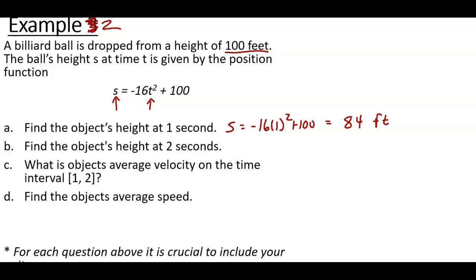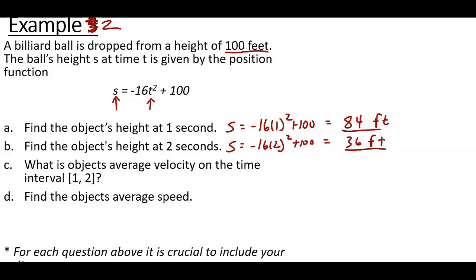Part B, find the object's height at 2 seconds. So we get to repeat ourselves now, just with a different number. All right, 2 squared is 4, and 4 times negative 16 is negative 64. Negative 64 plus 100 is 36 feet. So now we have this ball, we let it go at 100 feet. After 1 second, it dropped down to a height of 84. Now after 2 seconds, it's now at a height of 36.